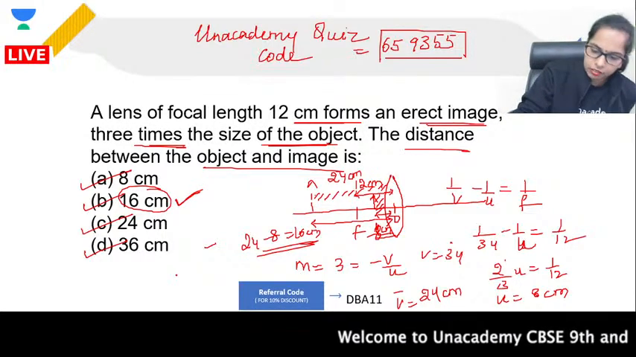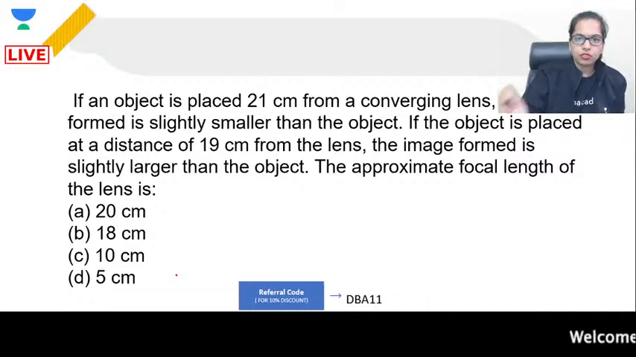Lavanya, how did you reach 8? 8 is wrong, dear. Let's go to the next question.